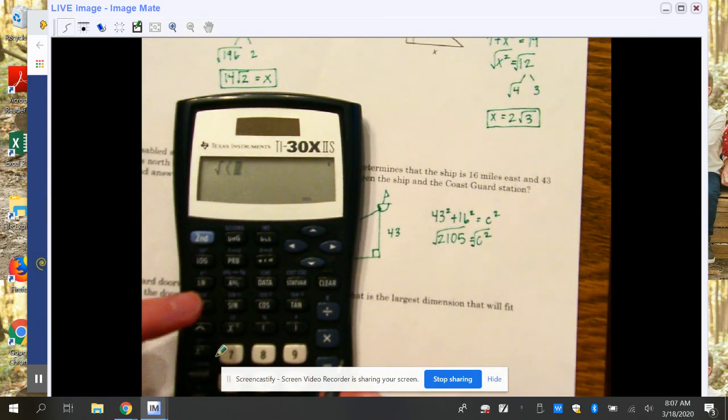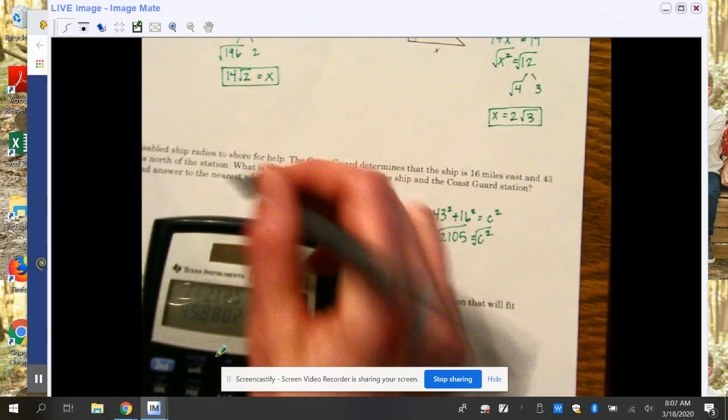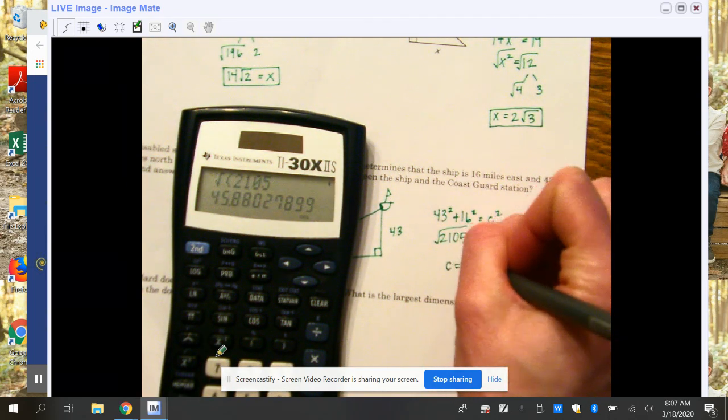All right, and so then to take the square root of 2105, and we get, and this says round to the nearest whole number, so that would be 46. So that means that they're 46 miles apart.